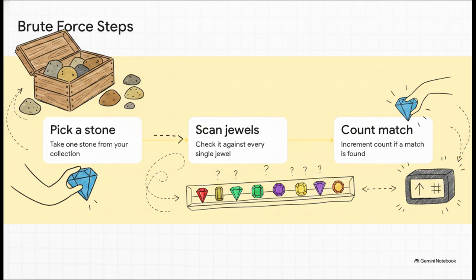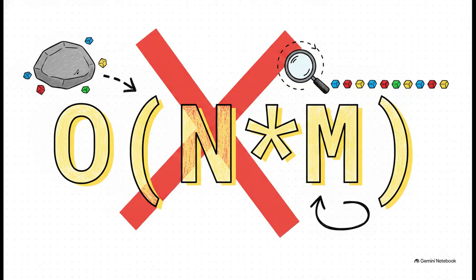It's exactly like having a massive box of stones, pulling one out, and then rummaging completely through a separate box of jewels just to see if they match. And then, you do that entire rummaging process all over again for the very next stone. You grab a character, ask, is this in the jewel string, scan the whole thing, and move on. And honestly, that exact rummaging process is exactly why this approach is a massive trap. You hit this dreaded O of n times m time complexity.